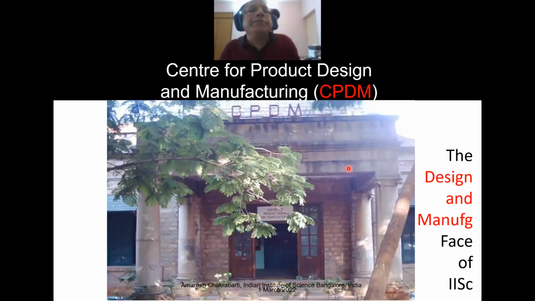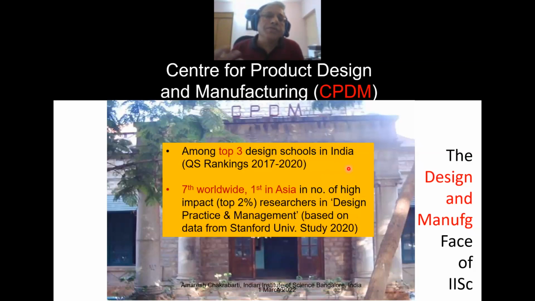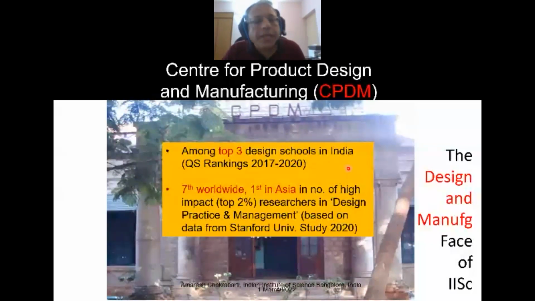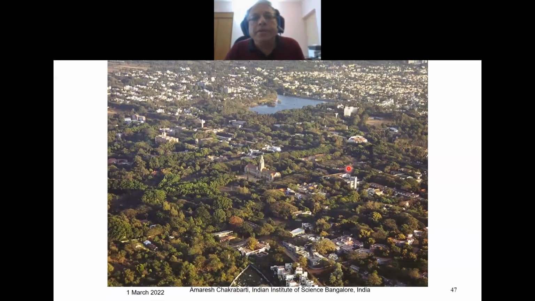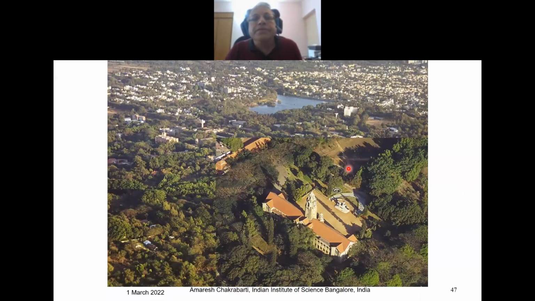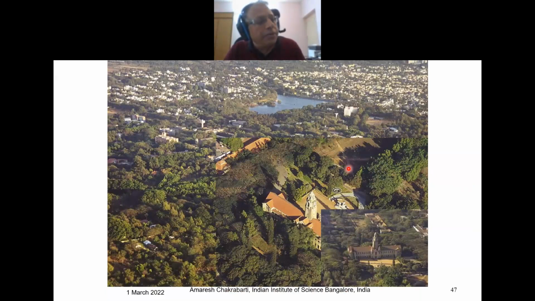So my department, Center for Product Design and Manufacturing at IISc, is the design and manufacturing phase of the institute. We are among the top design schools. If you look at just teaching, this is what QS rankings give, but also if you look at the number of high impact researchers in the department, then it's the first top in Asia. This is IISc. I think I will not belabor the point, but it's the best university in the country and one of the top in the world.